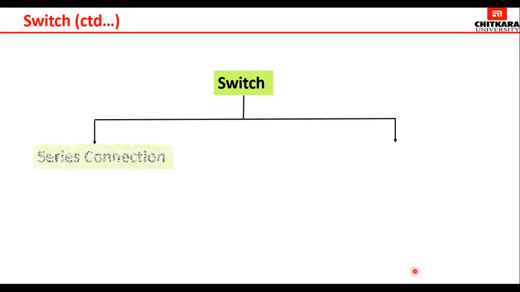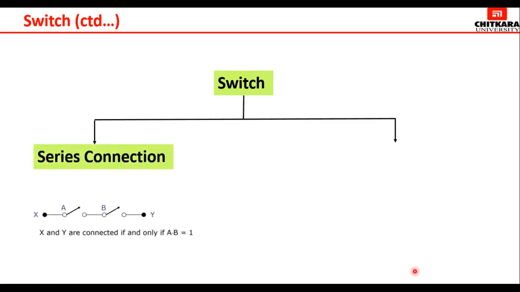Okay. Now let's see, what are the two different connections that are available in a switch? So we have two connections. First is a series connection. How does the series connection look like? You can find in this diagram, there are two switches, switch A and switch B. So according to you, when will X and Y be connected? X and Y will be connected if and only if both the switches A and B are closed, right? That means A dot B should be equal to 1. So whenever I'm talking about a series connection in a switch, what is my notation? It will always be A dot B, right? So the series connection is represented by either A dot B or A conjunction B, right?